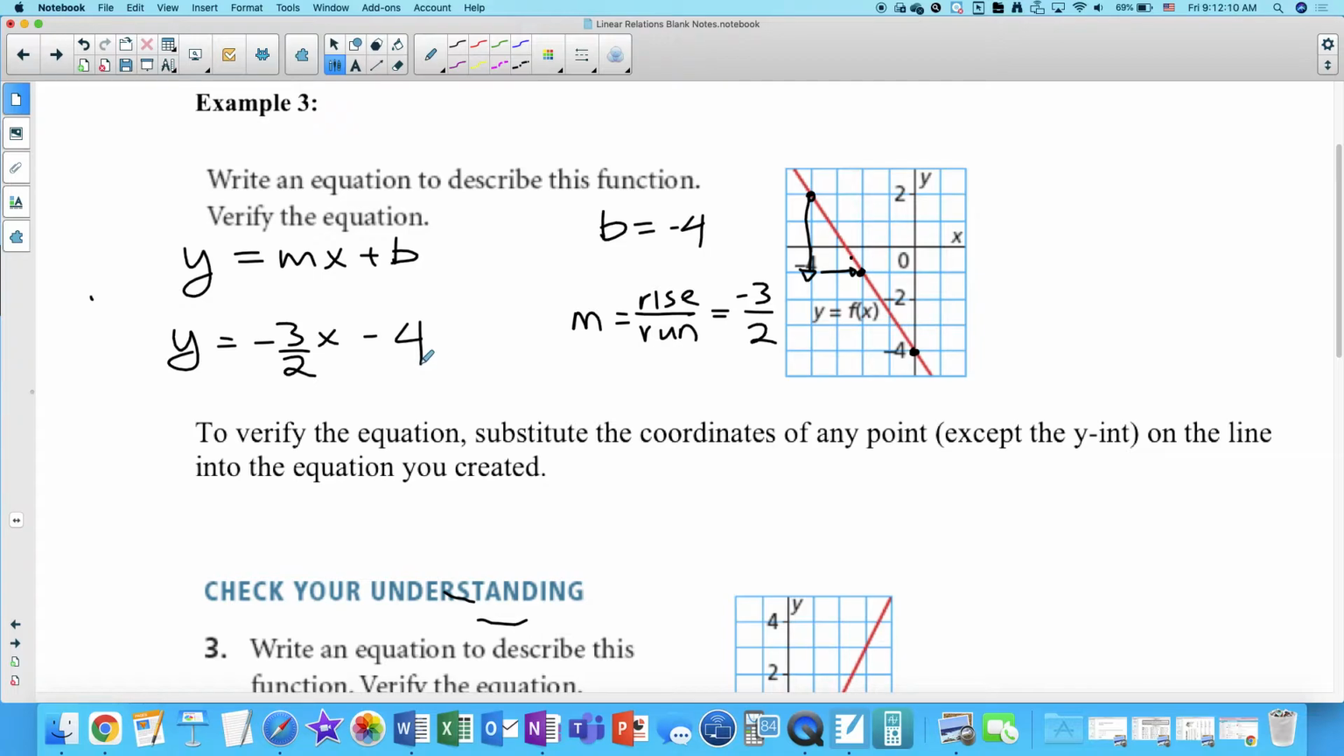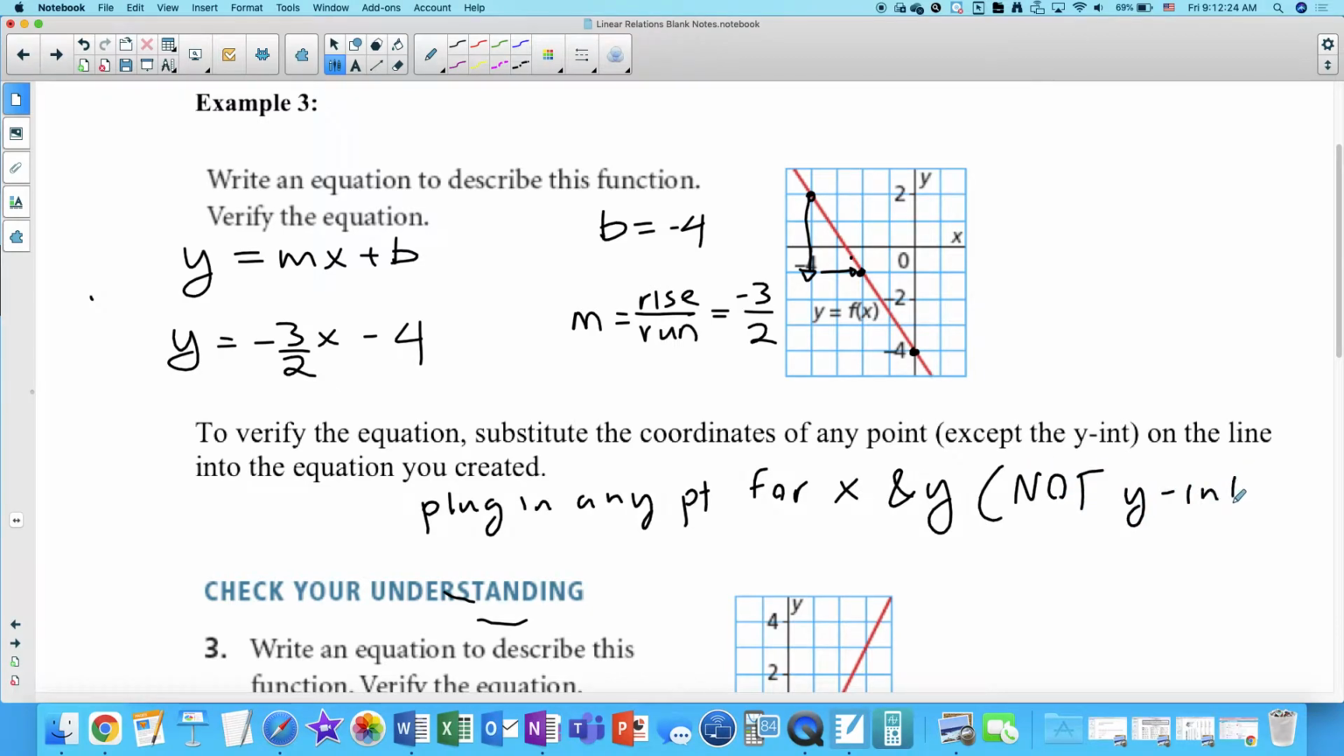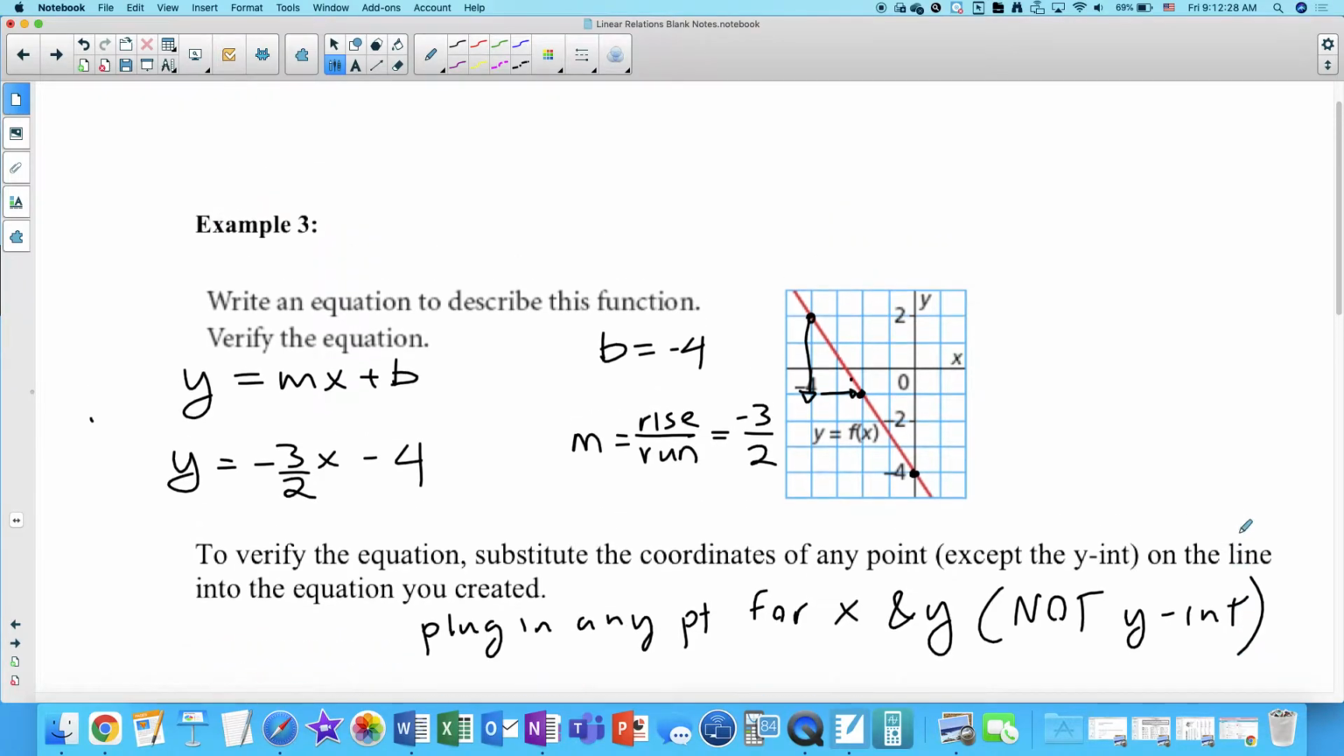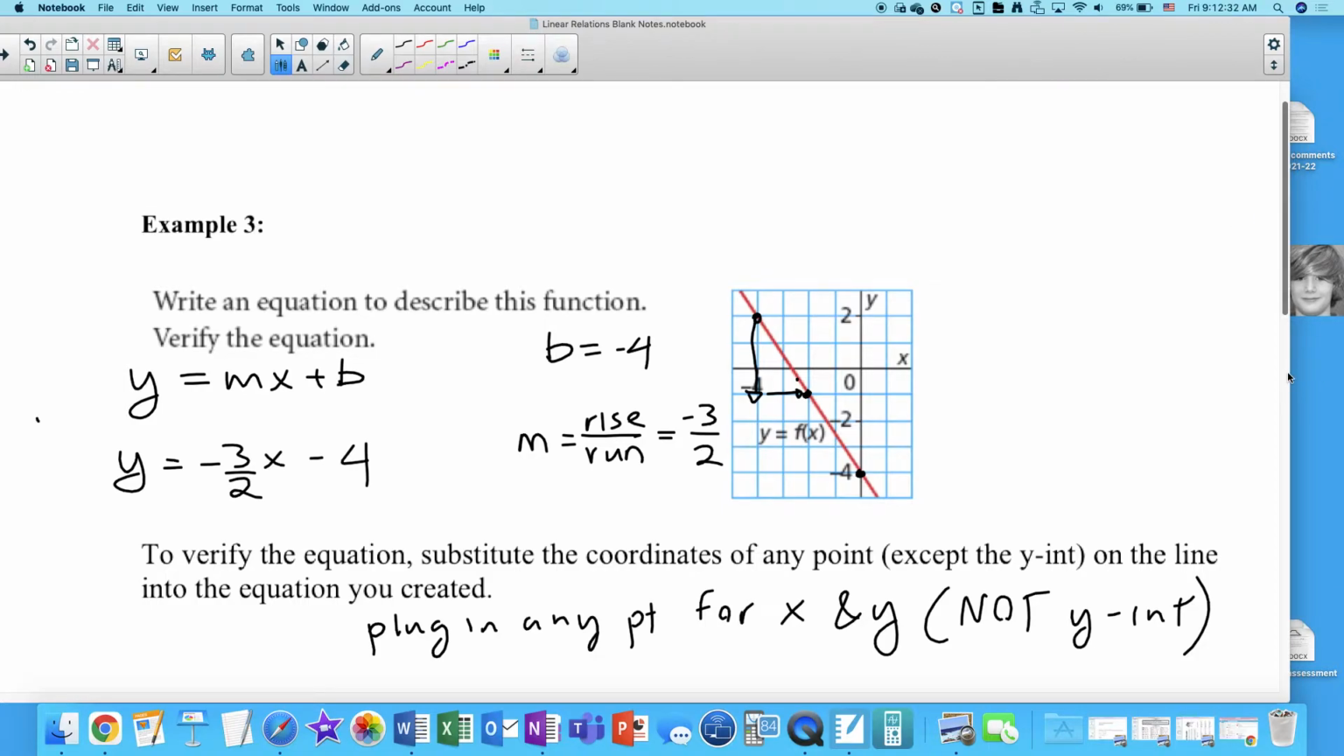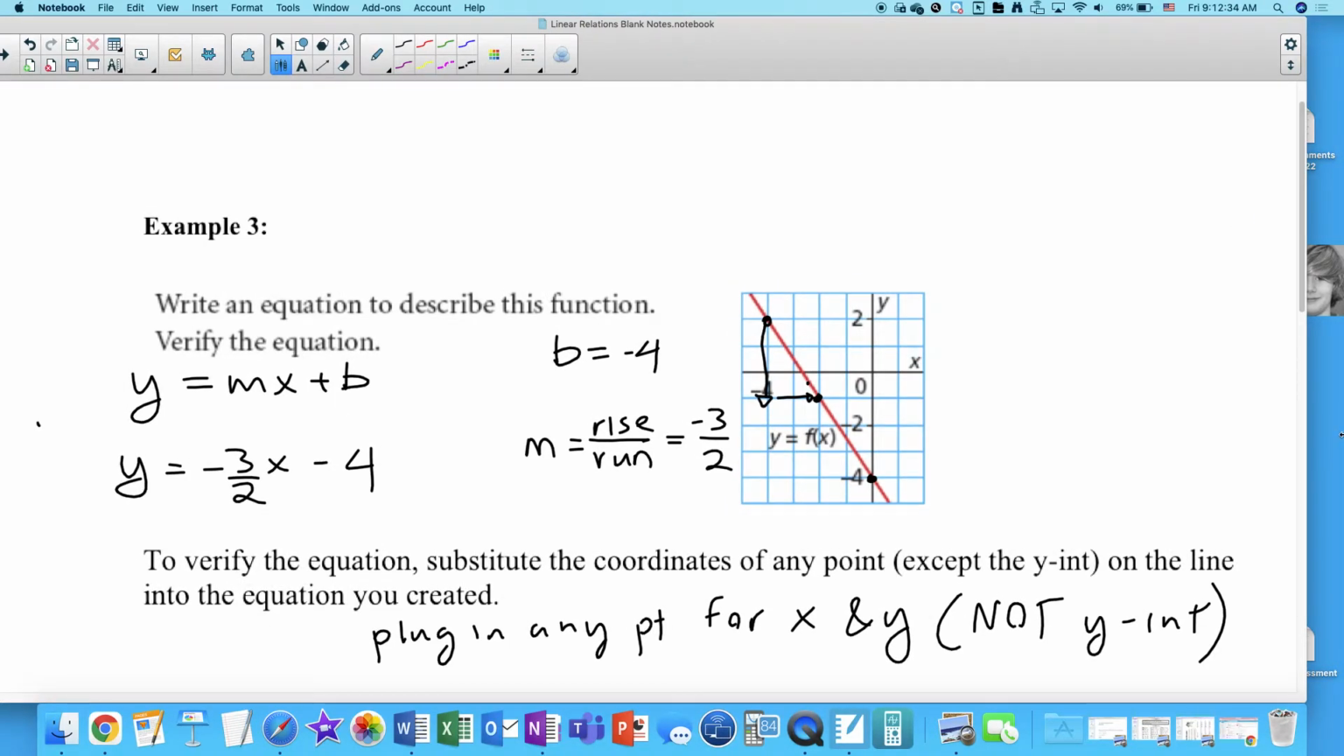So to verify, plug in any point for x and y, but not the y-intercept. I'm going to do that over here and show you how I set up verification. What I like to do is write out the equation.